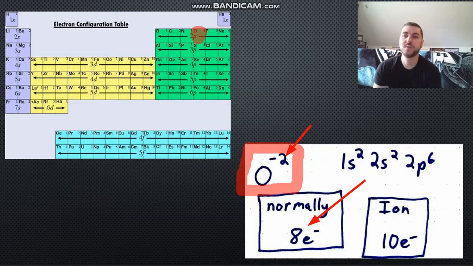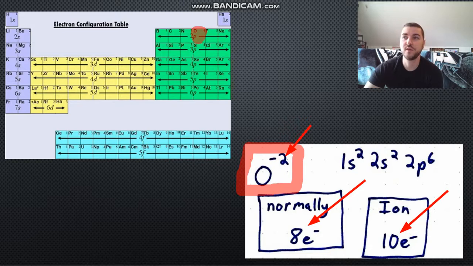The -2 tells me that this particular atom has gained 2 extra electrons, and it has given it a net charge of -2. Oxygen has 8 protons. Normally, it'll have 8 electrons, and it will have 8 positive particles, 8 negative particles, and it'll be neutral. However, in an oxide ion, oxygen has 2 extra electrons. So it has its 8 protons and 10 electrons, which gives it a net charge of -2. What you're concerned with when you're trying to write an electron configuration is just how many electrons this thing has. Well, it has 10.